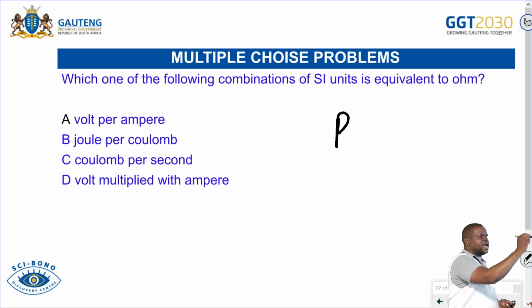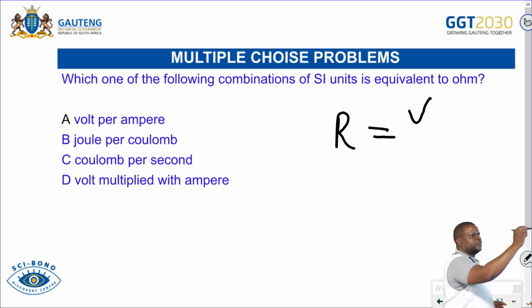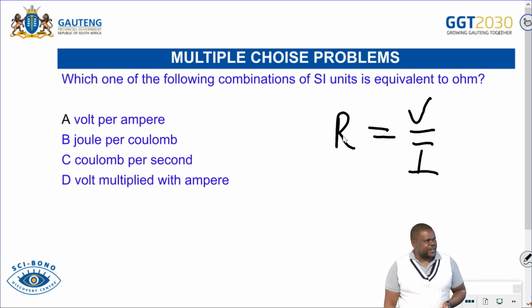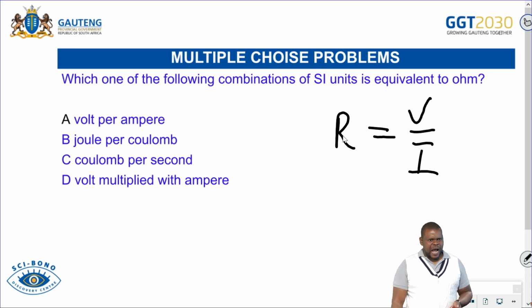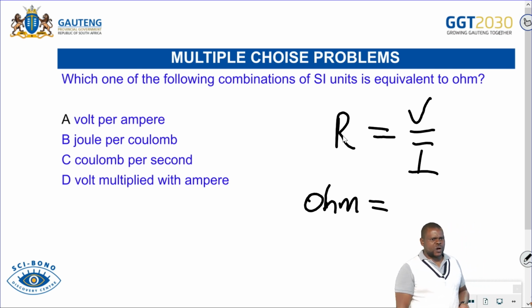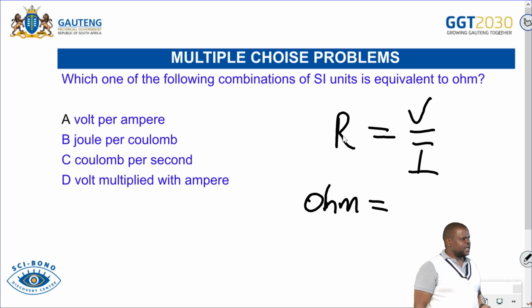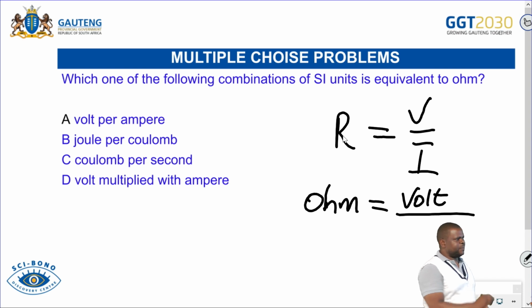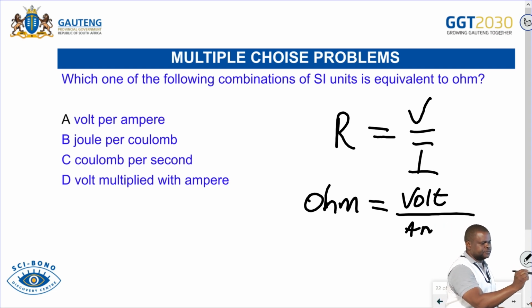That means we need to go back and say, okay, now ohm is for resistance. Then I give the formula for resistance. Resistance is equal to potential difference divided by current. Now, for resistance, we have ohm. Ohm is equal to what? For potential difference, we know that is volts. And then for current, it's going to be ampere.